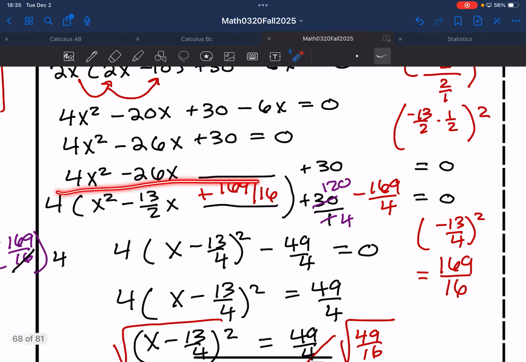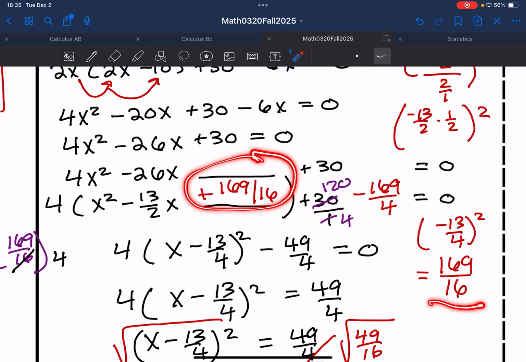So I started by writing a gap right here, but then I noticed, well, this is not 1, so I had to take out that GCF. When I take out that GCF, I get beautiful fractions, right? So 26 divided by 4 gave us that 13 over 2. And then I took that negative 13 over 2, divided it by 2, and I got negative 13 over 4, and then squared it and got 169 over 16. Okay, that is what I put here. That was my n value. 13 over 2, you halved it, and you individually squared 13 times 13, 4, right? Yes, yes.